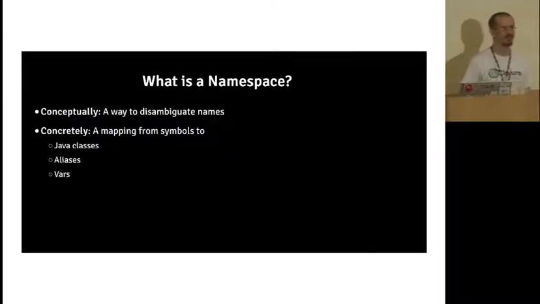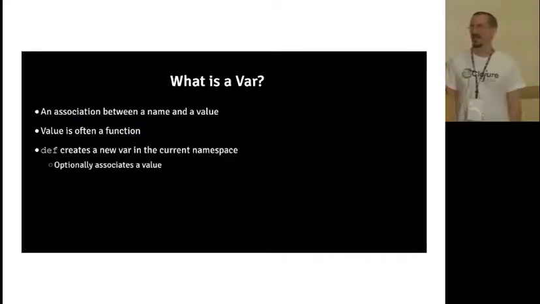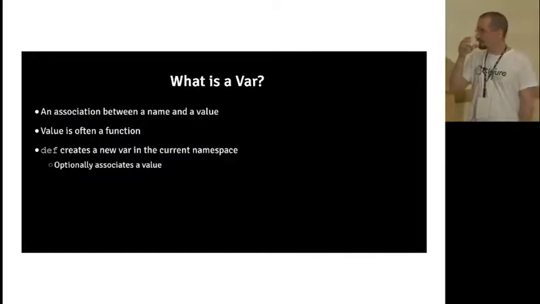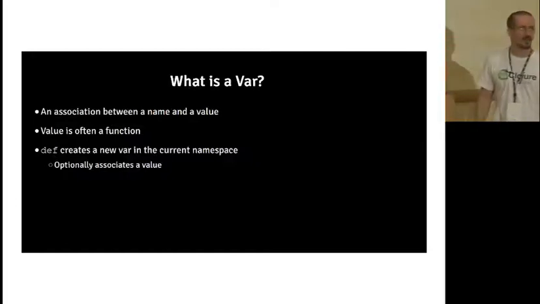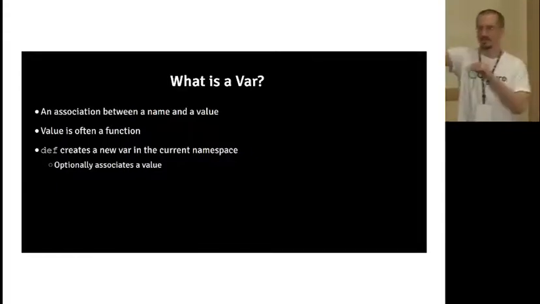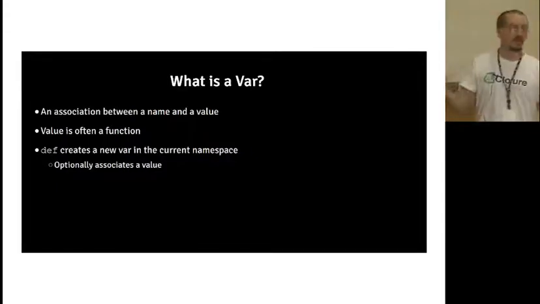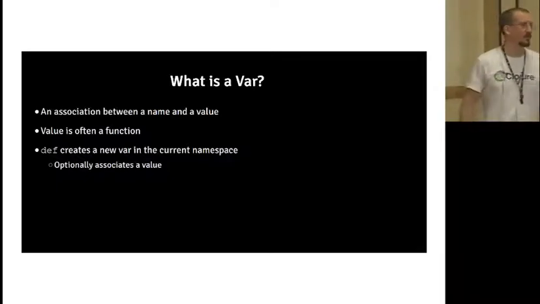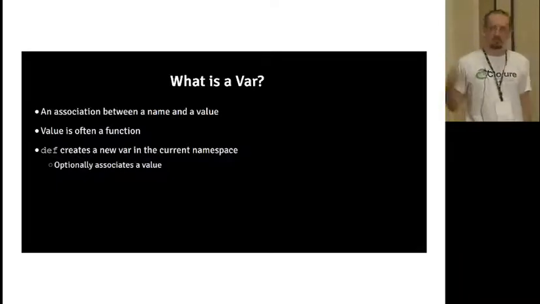Oh, what does that mean? What's a var? A var is an association between a name and a value. That's it. That's all it is. This name means this. Okay? The value is often a function, like println, right? Somewhere there's a var called println. It's in clojure.core, println, and it points to a function.